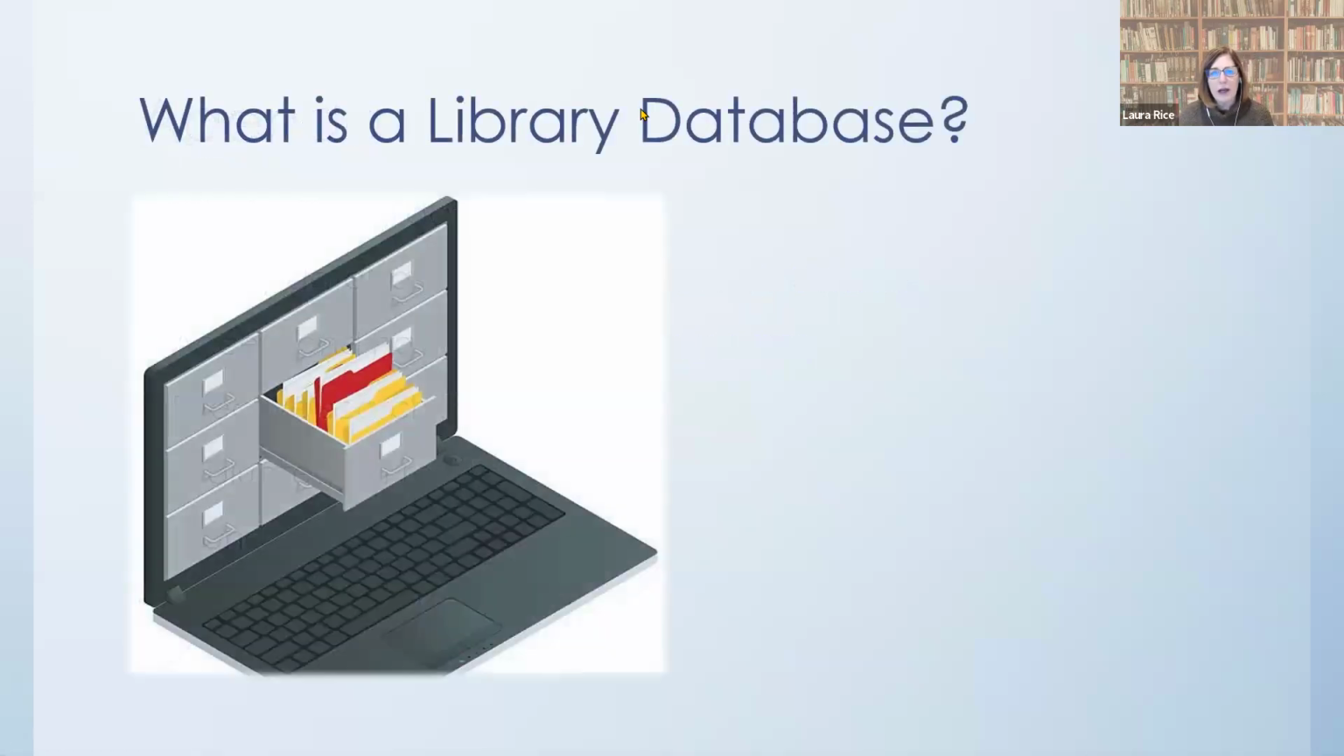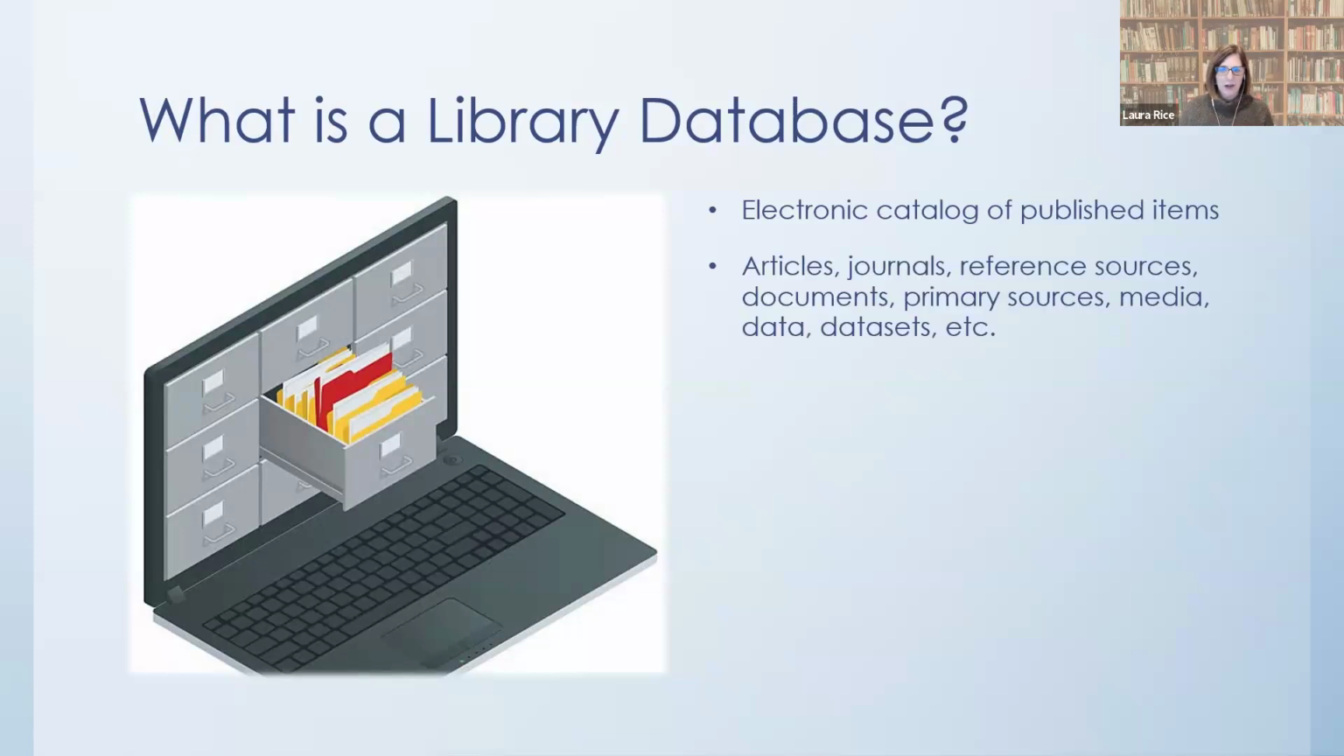So first of all, let's talk about what a library database is. So basically, it's an electronic catalog of published items. These items can be things like articles, journals, reference sources, ebooks, documents, primary sources like original artworks, media, data sets, anything that's a piece of information. And I like to think of a database as just a filing cabinet with a bunch of folders in it, and inside that, a bunch of articles or documents. That's a good way to think about a database.